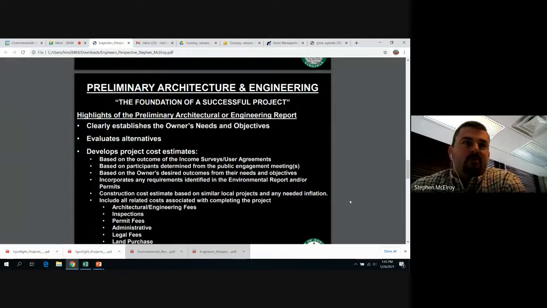Again, it goes back to the environmental report. It incorporates any requirements identified in the environmental report and or permits. It's key to capture those costs in the PER, because that cost is translated into the funding application. And construction cost estimates, of course, are based on similar projects, local projects.